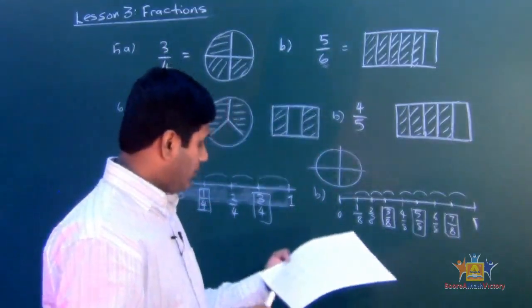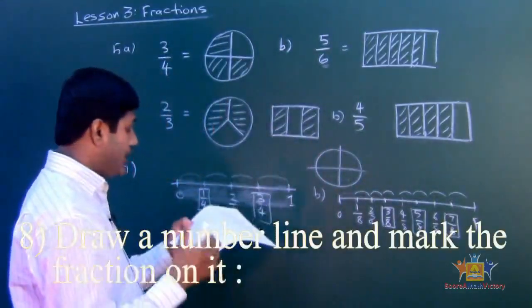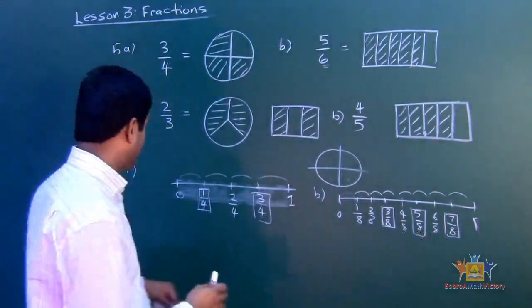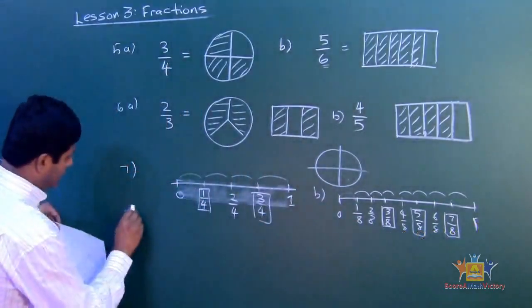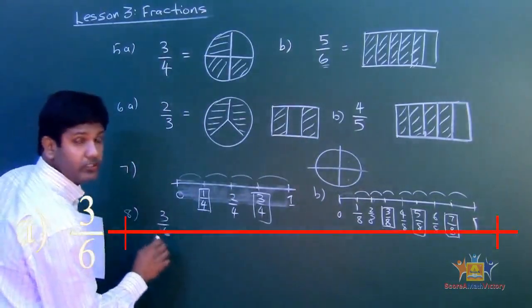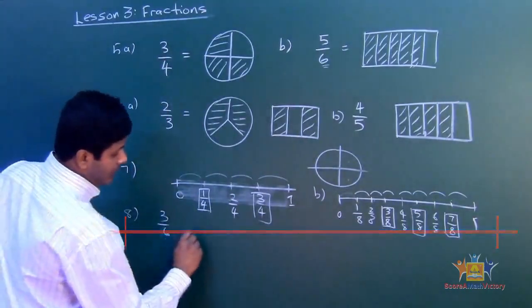Okay, now problem number 8. Draw a number line and mark the fractions on it. This time they want you to draw it on that line. So you are given 3/6. They ask you to draw this 3/6, point that fraction on a number line.